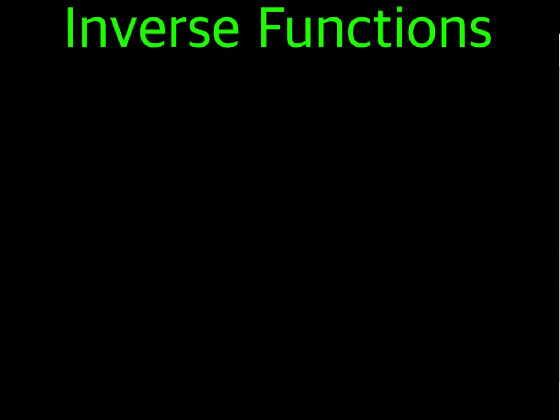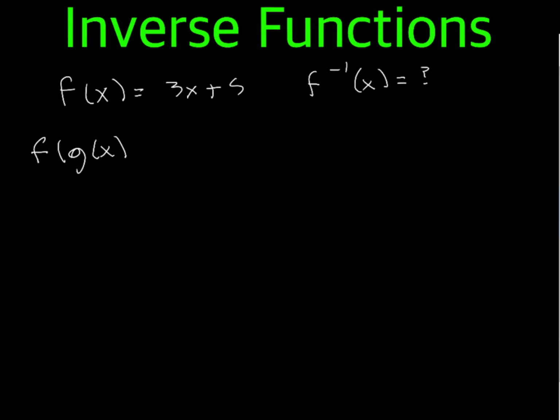Let's say that we had f of x equals 3x plus 5. And we want to know what f inverse of x is equal to. Now, if we use the statement from earlier, we put g of x into f of x, notice that f of g of x is always equal to x.